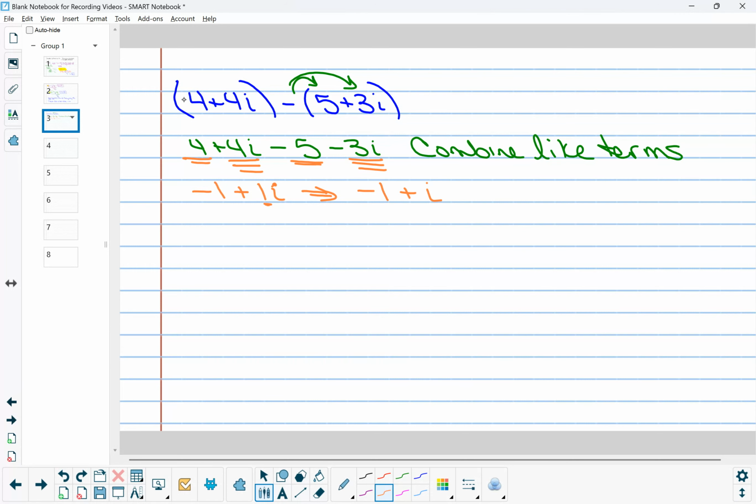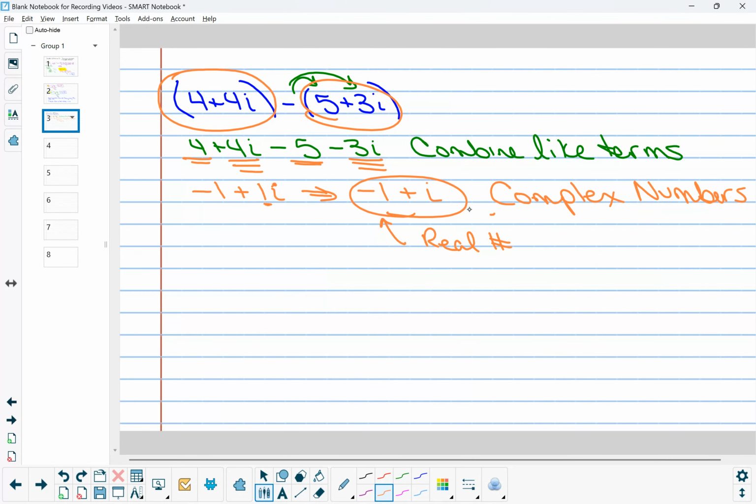And all of these are complex numbers, which are a real number and then an imaginary number, where they are written in the form a plus bi, where the real number is the a and the imaginary number is the b, and they should always go in this form: a, the real number first, b, the imaginary number second.